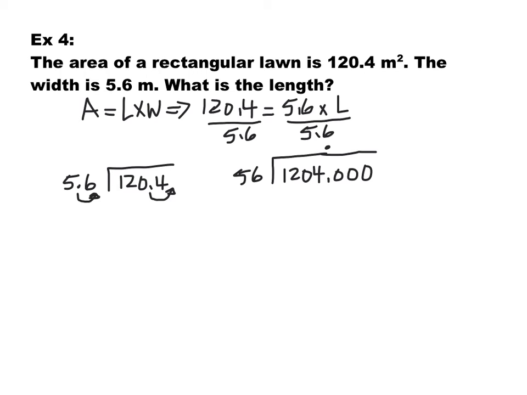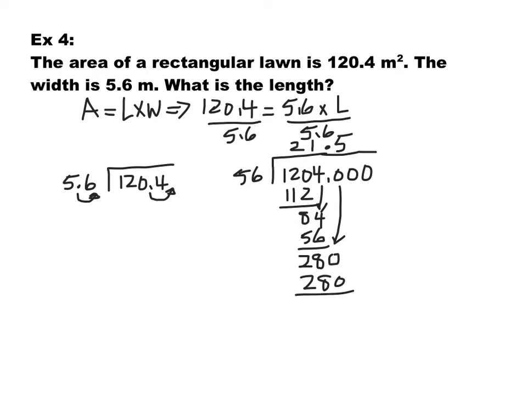120, I'm going to pick the first 3 digits. I have to see how many times 56 goes into 120, and it's going to be 2 times. So 2 times 56 is going to give me 112. Now 120 minus 112 is going to give me 8. Now I'm going to bring 4 down. I get 84. 84 divided by 56 is going to give me 1. So 1 times 56 is 56, and 84 minus 56 is 28. Now I'm going to bring 0 down. 280 divided by 56 is going to give me 5. 5 times 56 is 280, and this gives me 0.